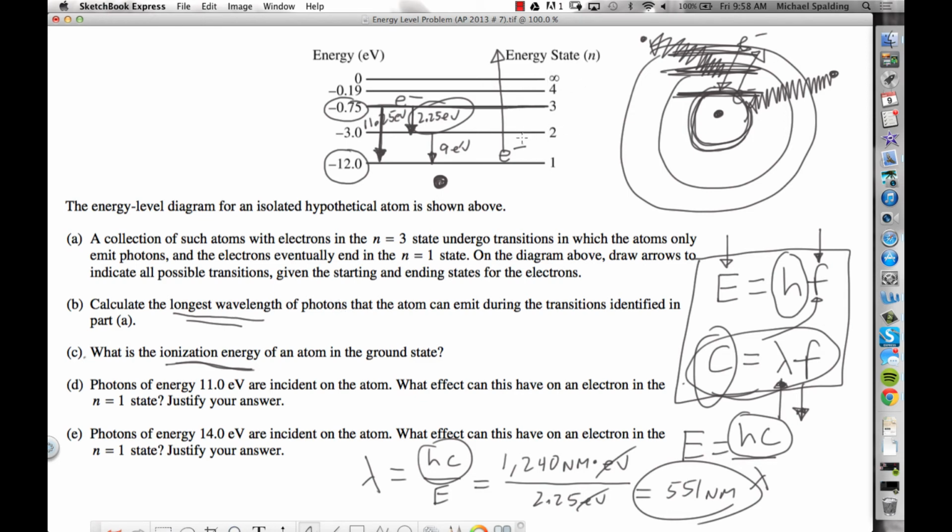How much energy is required to pull this electron off the atom? Well, see right here, this is infinity. Infinity refers to like it's off the atom. So how much energy is required to yank that electron off? 12 electron volts, right? From here to there would be 12 electron volts. That's the answer. Easy. Okay, D, photons of energy, 11 electron volts.